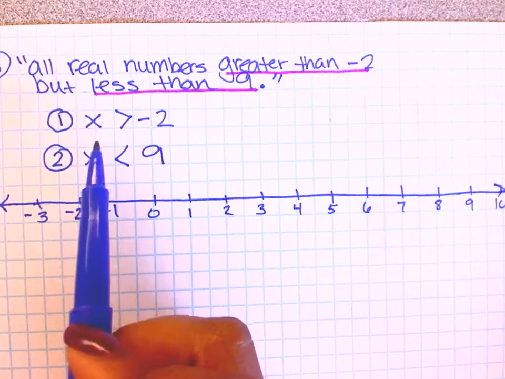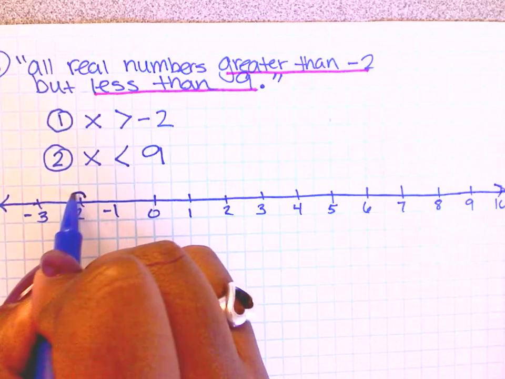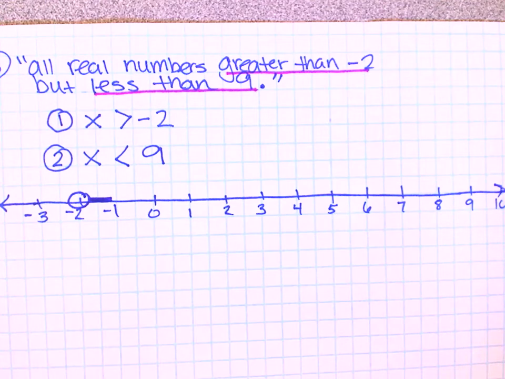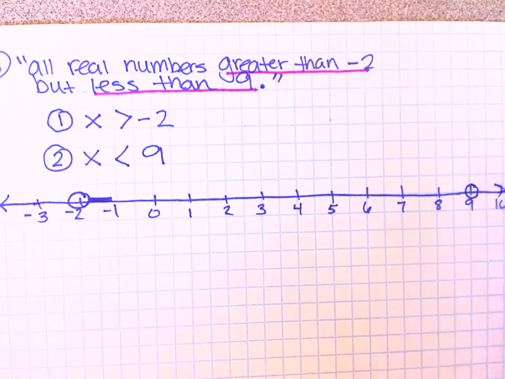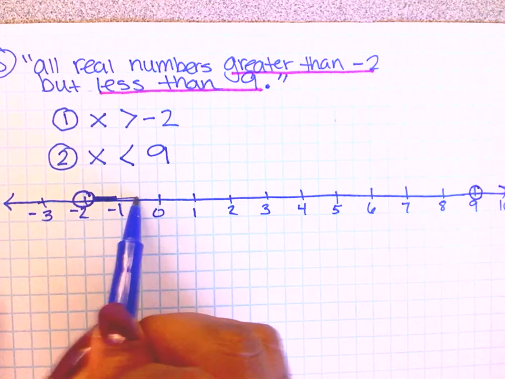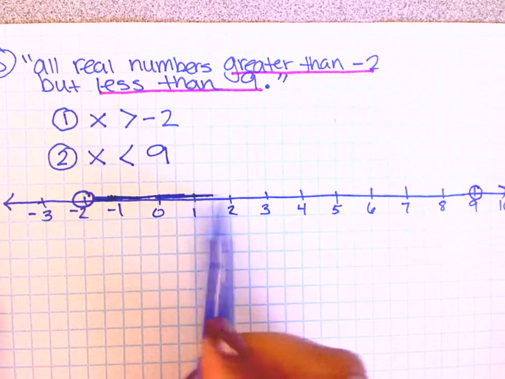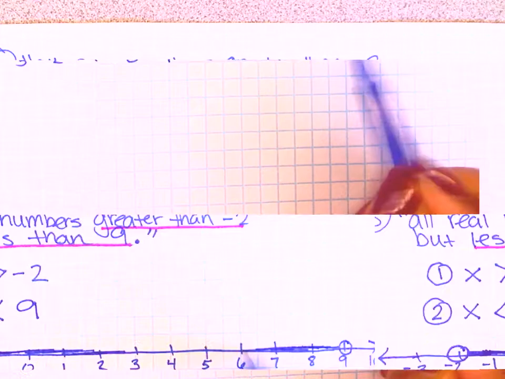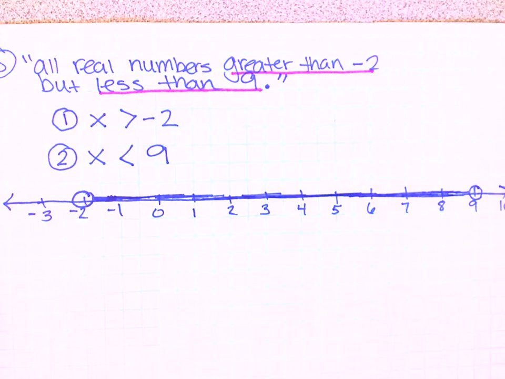So let's look at the first one. x is greater than -2. So that means it's going to be an open circle. And that means I'm going to shade this way. But before I do that, let me look at the second one. x is less than 9. So that's going to be an open circle over the 9. So everything that's shaded is in between. Because x greater than means it's shaded to the right, and less than 9 means it's shaded to the left. So all the numbers in between these two are going to be shaded on the graph.